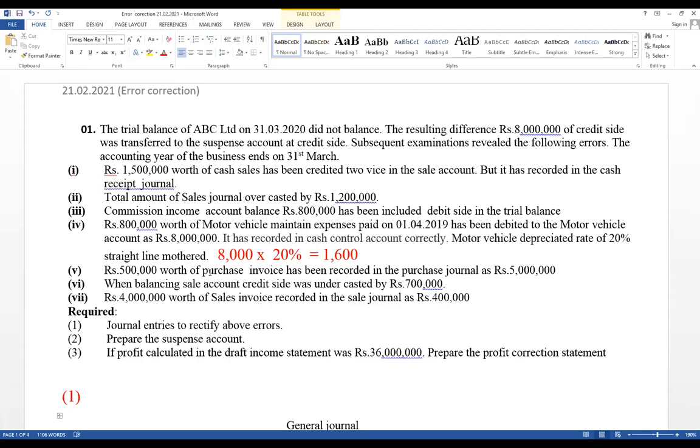Correct value equal 500. Purchase invoice relevant for credit purchase. Purchase account debit, creditor control account credit. Correct value should be equal 500, but it has been recorded already as a 5,000. Therefore, 4,500 overcasted. It is the opposite side now. Purchase account credit, creditor control account debit. Not effect for suspense account.